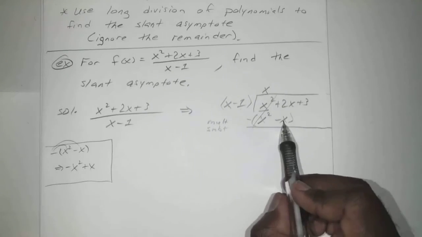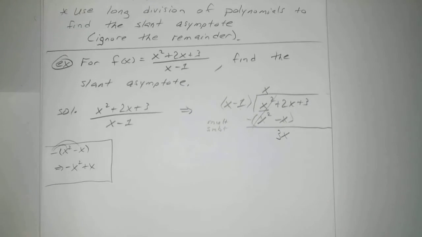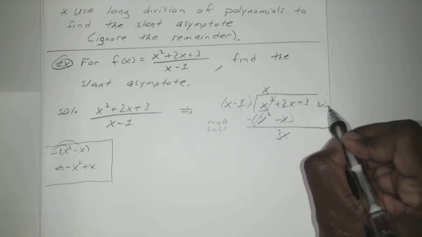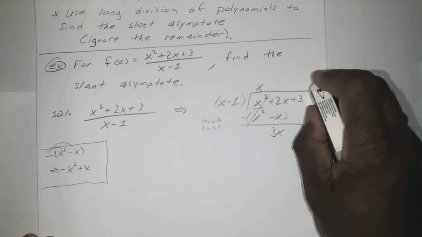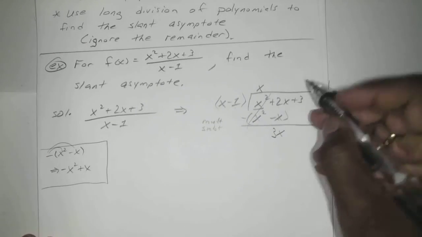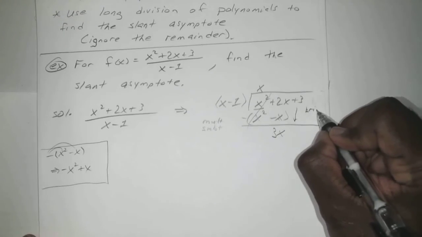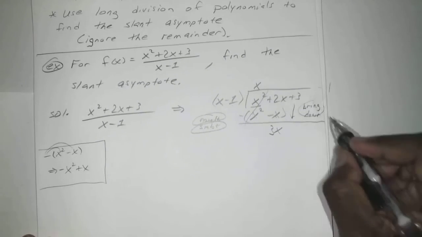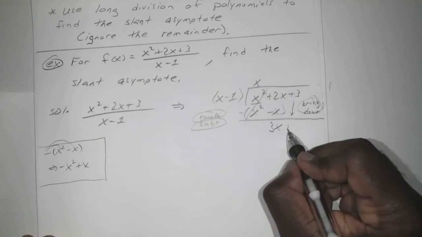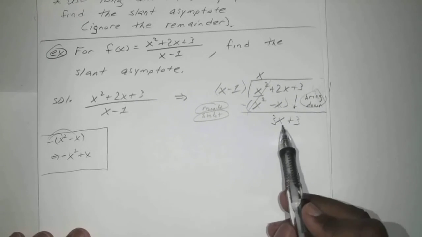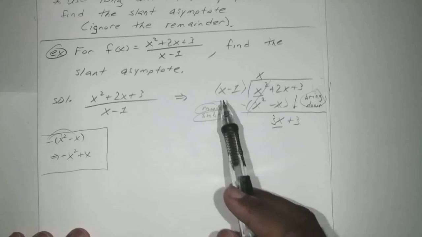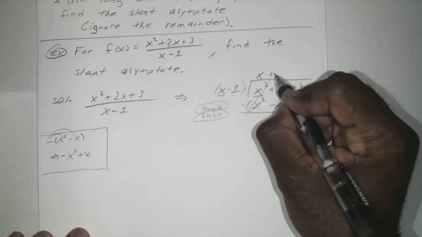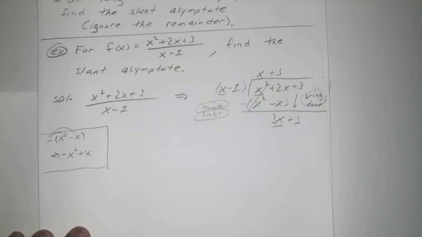2x plus x, because of the negative, is 3x. So we multiply, we subtract. Yep, now we bring down. Okay, so we multiply, subtract, bring down. So we have our plus 3. So now we want to get rid of that 3x. So what times x will give us 3x? And that's just 3. So we have our plus 3 there.